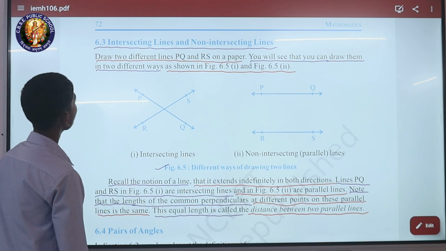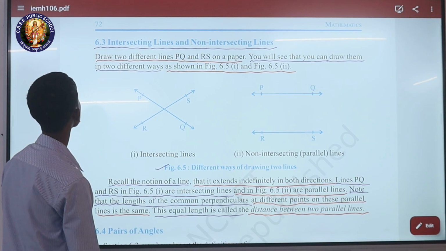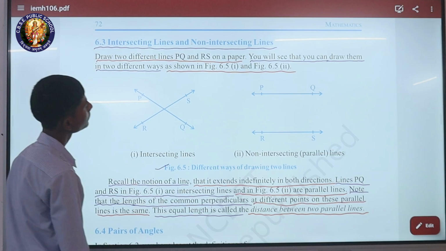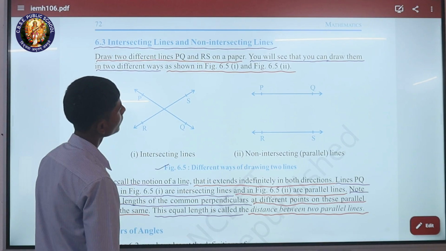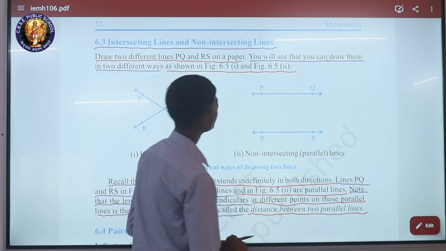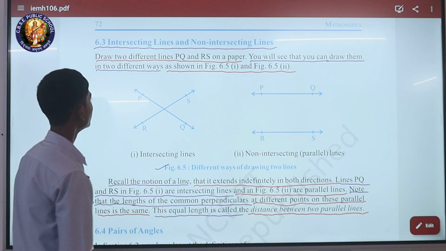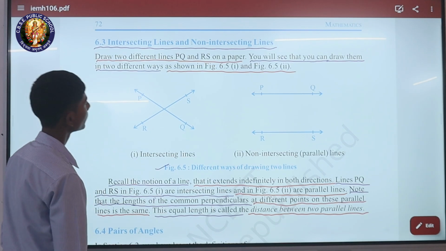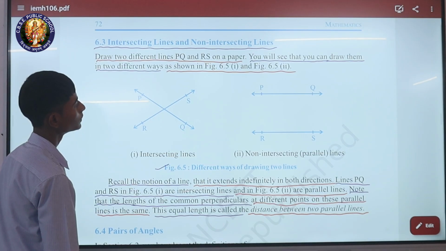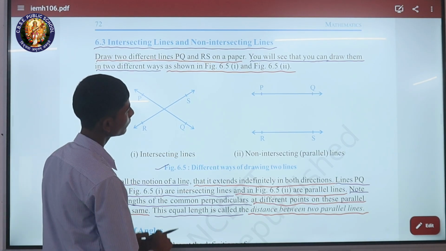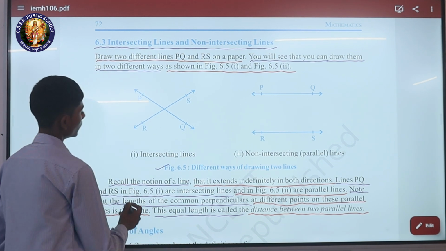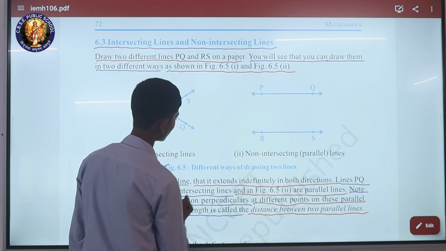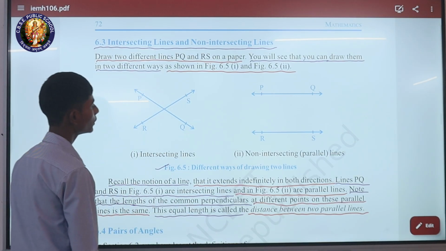6.3 Intersecting lines and non-intersecting lines. Draw two different lines PQ and RS on a paper. You will see that you can draw them in two different ways as shown in Figure 6.1 and Figure 6.2. Figure 6.2: different ways of drawing two lines.